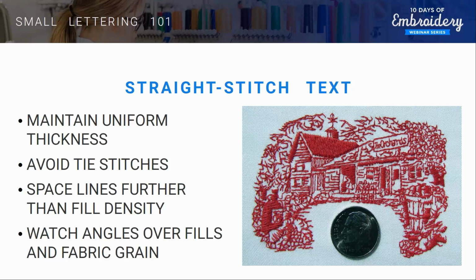So you want to be very careful with your angles over those fills and fabric grain, and make sure that between the 2 points of any stitch in your small lettering, it crosses over a stitch that's underneath it and doesn't fall between 2 stitches. Because like I said, we're dealing with really, really small text here. If something lines up with the angle of the fill that's underneath it, you will see stitches start to sink in.